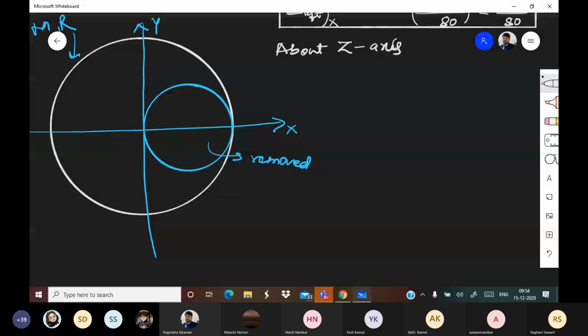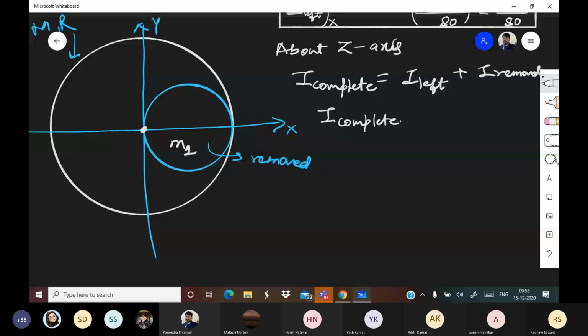About the z-axis, we are going to do the same thing. I complete is equal to I left plus I removed. Okay. The mass of the complete is capital M and this I am considering as M1. So I complete about the z-axis. If you remember, for a disk, the moment of inertia about an axis perpendicular to its plane and passing through the center is MR square by 2. So I complete will be capital M R square by 2.